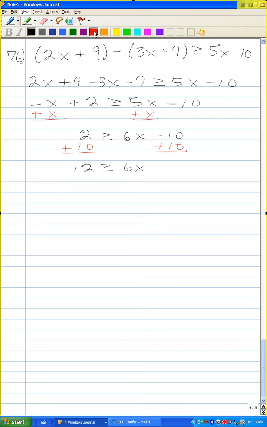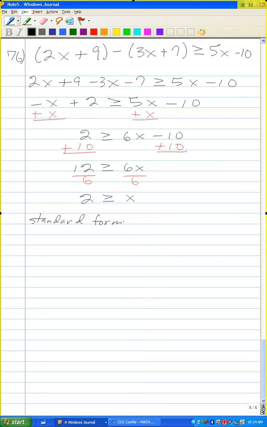Now, let me divide both sides of my inequality by 6. Notice that 6 is a positive constant. Therefore, by the multiplicative property of inequality, I have that 2 is greater than or equal to x. But this is not in standard form yet. So I want to put this into standard form.